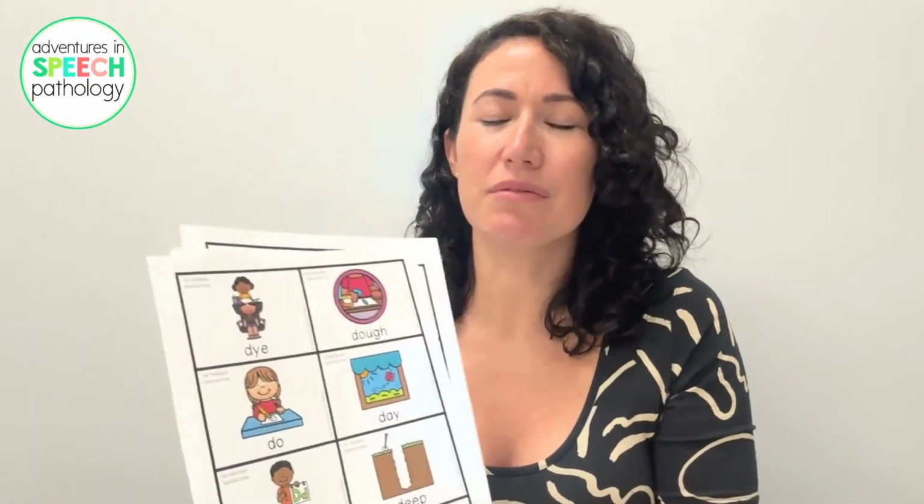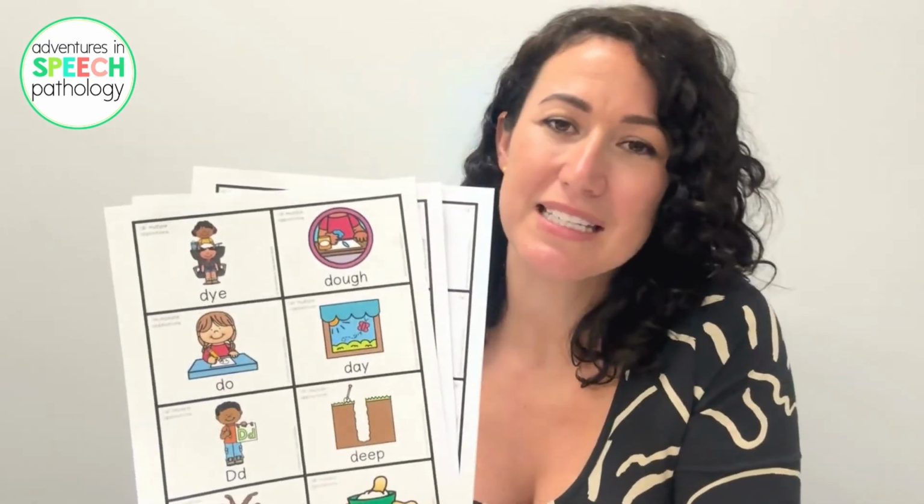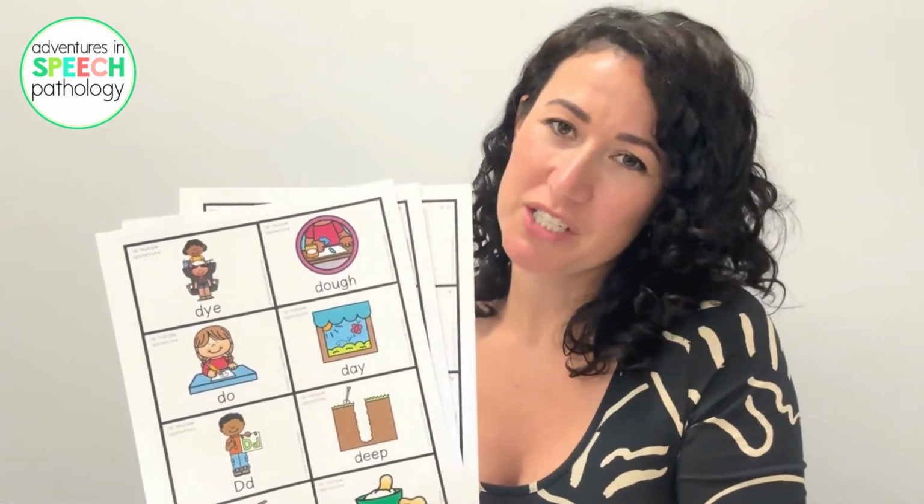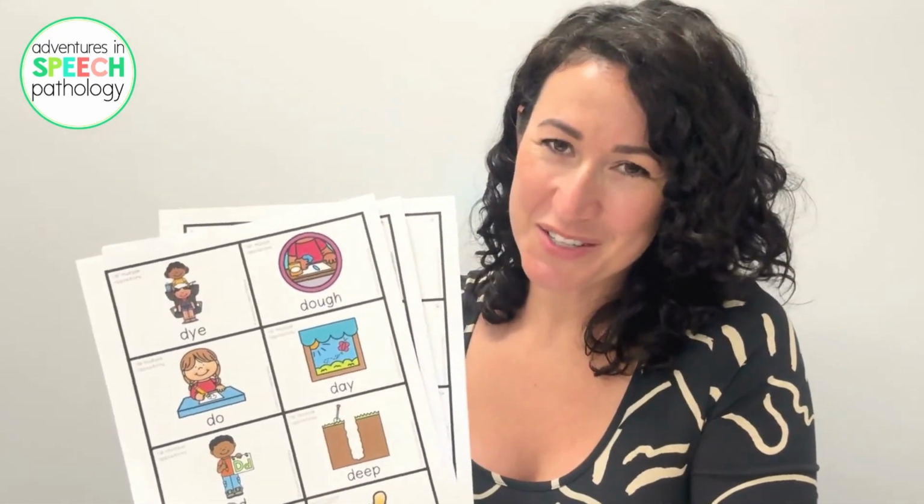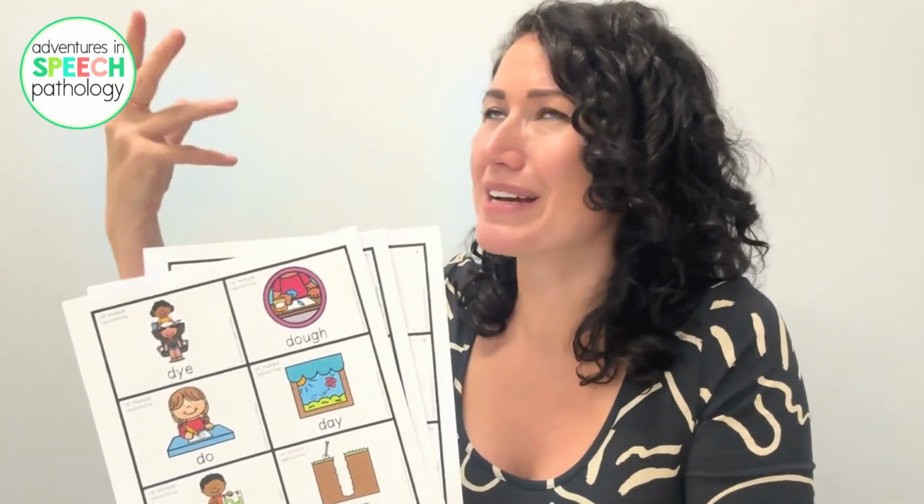But it is a really, really easy way to be able to use the multiple oppositions approach with your students without that stress of, how am I going to think up all these different rhyming words?